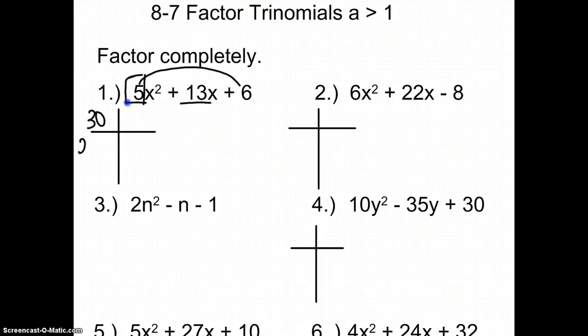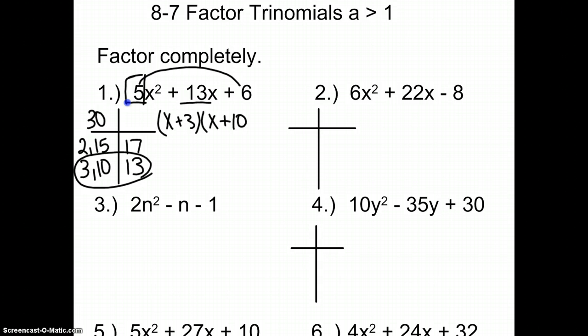So we can use 2 and 15 would sum together to give us 17. That's a little too high yet, so we can try 3 and 10 would give us 13, which is what we're looking for. We're going to set it up just like we did before. X plus 3 times x plus 10, except we have to do one more step and divide both of our numbers by our first term, which is 5.